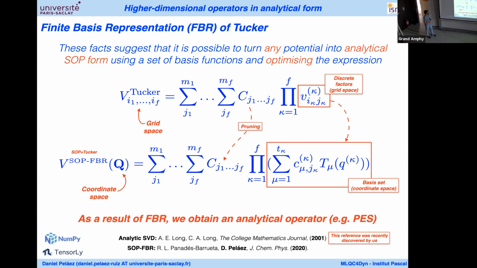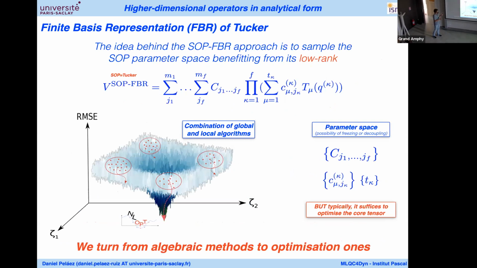Okie dokie. So this is the big picture. I told you I want something gray box. So it's not black box, but it's almost black box in a sense. Essentially, we just do a combination of global and local algorithms. Why? Because you've got a parameter space which is relatively large. It's not small. Good news is that we found that you can freeze those two guys.